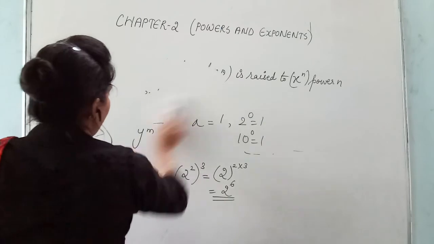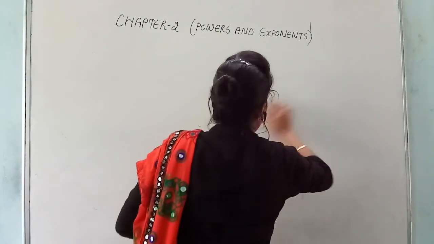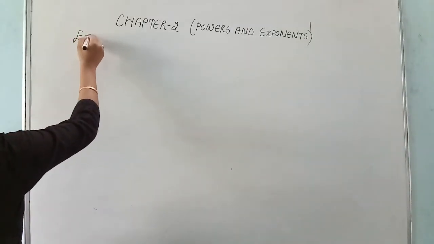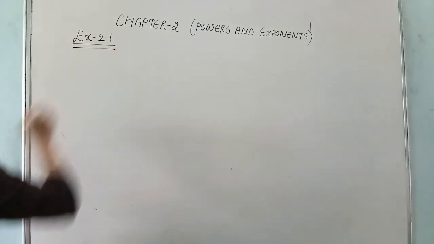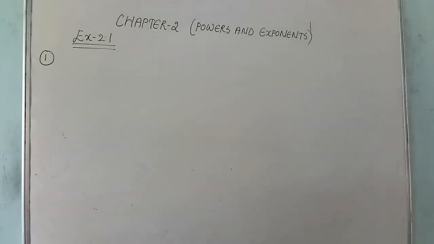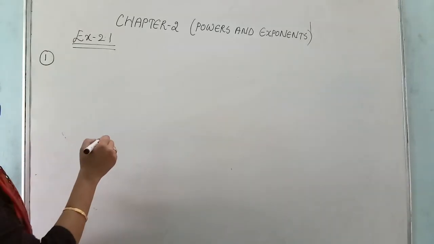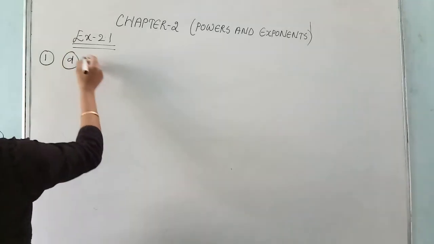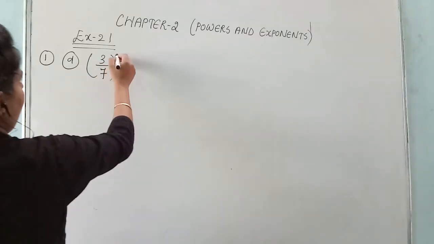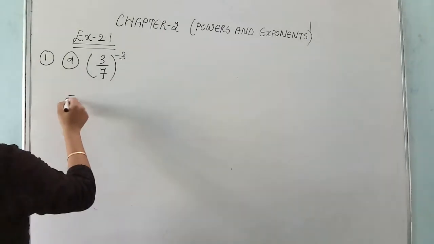Now, since we have understood this, we can start our exercise. Exercise 2.1. Question number 1. Express the following in the form of p by q. So I am doing its D part. (3 by 7) raised to the power minus 3. We have to express it in the form of p by q.